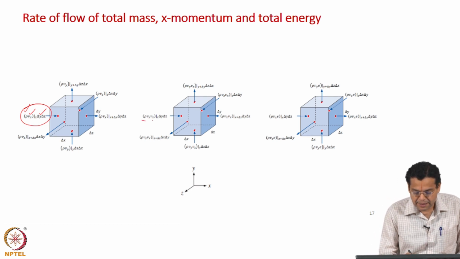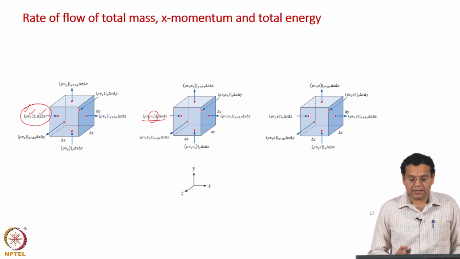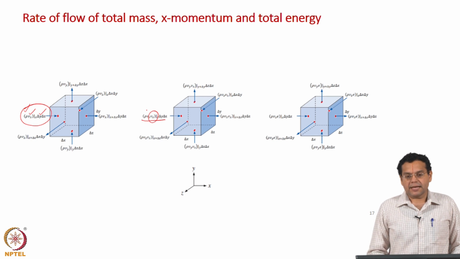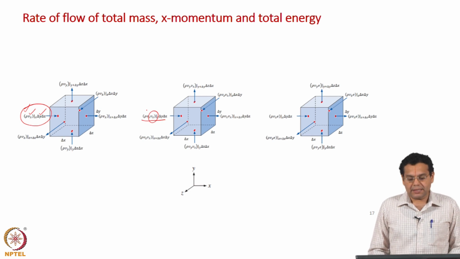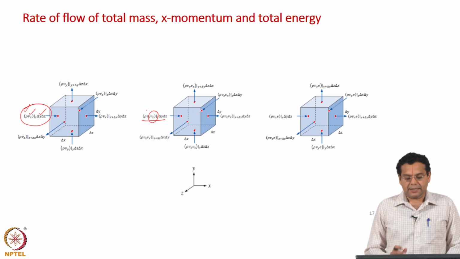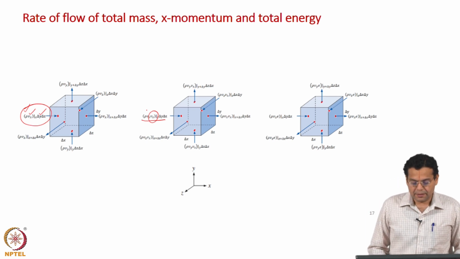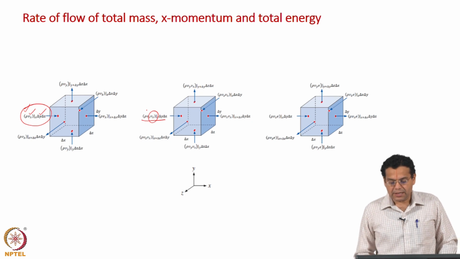We took the same term, but now included a Vx here, so that now it represents the rate of flow of x momentum entering in the x direction. Why is it? Without Vx it represented the rate of flow of mass, we multiplied by Vx which is the momentum per unit mass, and then we got rate of flow of momentum entering in the x direction. Now what have we done?